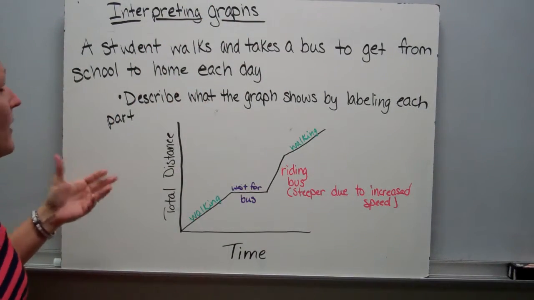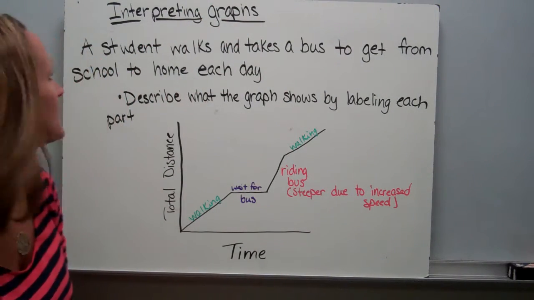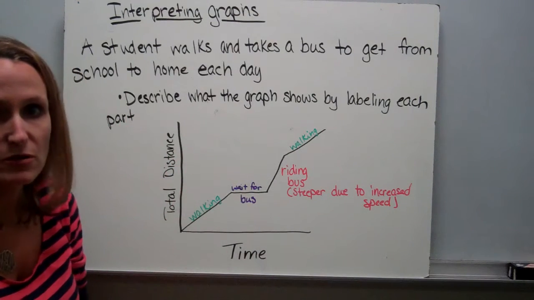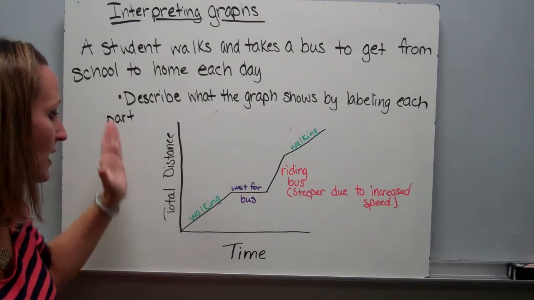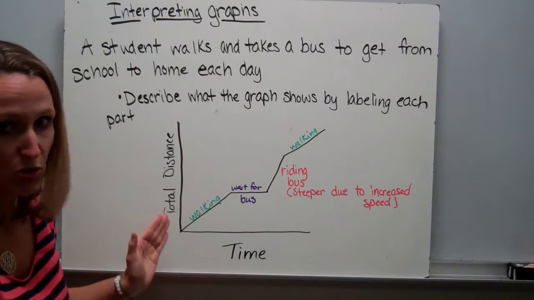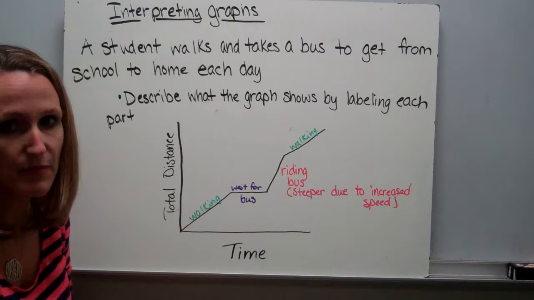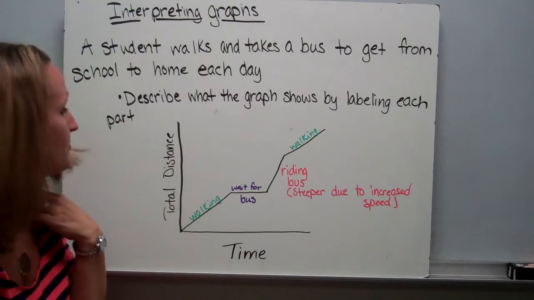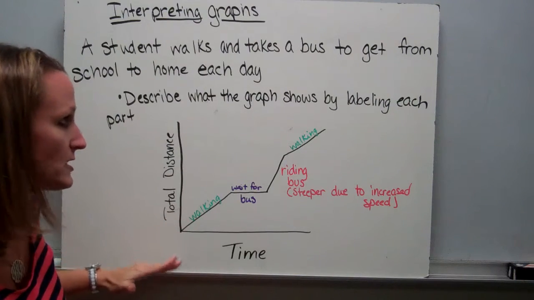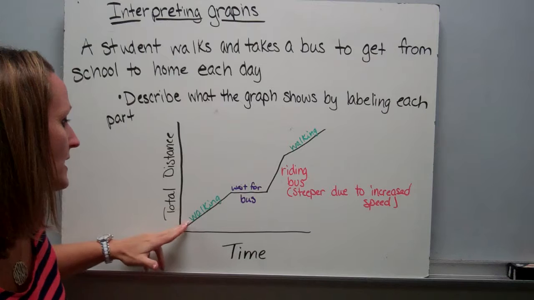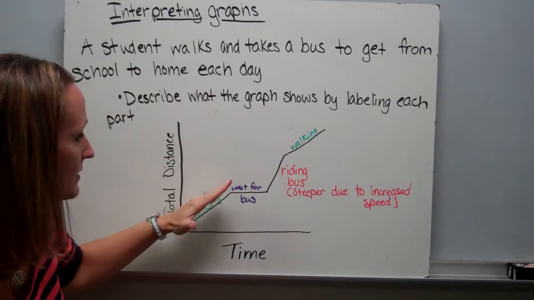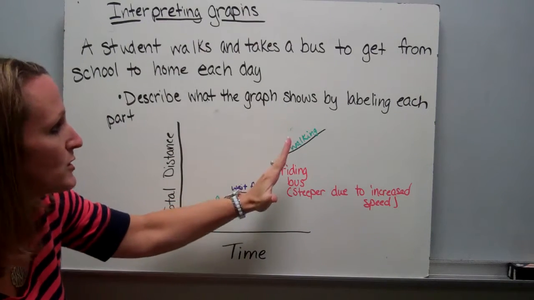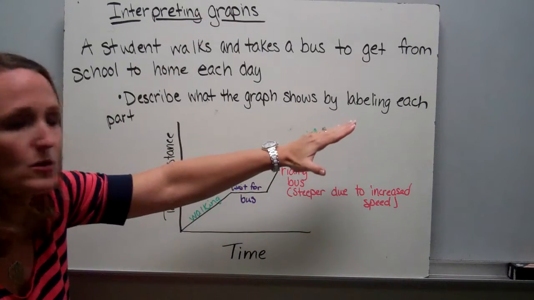So let's say a student walks and takes the bus to get to school and home from school each day. Let's describe what the graph shows by labeling each thing. So keeping in mind that we've got our y-axis representing our total distance and our x-axis representing time. The x-axis will almost always represent time if you're talking about time. Okay, so look at this graph for a second. We've got our line slanting upward at a kind of slow, not steep pace, then it pauses, then it goes more steeply, and then it goes less steep.